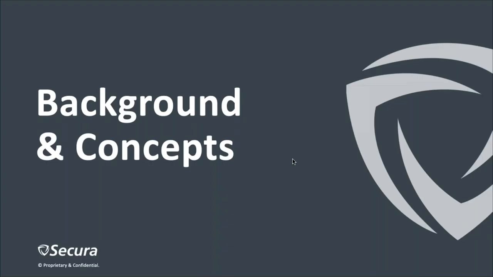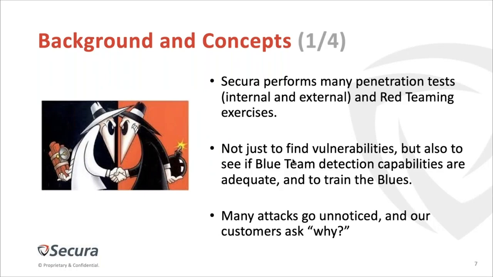A couple of backgrounds and concepts to start off with. First of all, as I mentioned, we perform quite a few internal and external security tests and red teaming exercises. We don't just do that to find the vulnerabilities. It is also very much meant to see if the blue team, aka the defenders, have adequate detection capabilities and to train them in detecting the attacks that we are simulating or actually executing. And we find that many of our attacks go unnoticed. We perform a penetration test or a red teaming exercise, and the blue team either has very limited visibility on the attacks that we execute, or none at all.